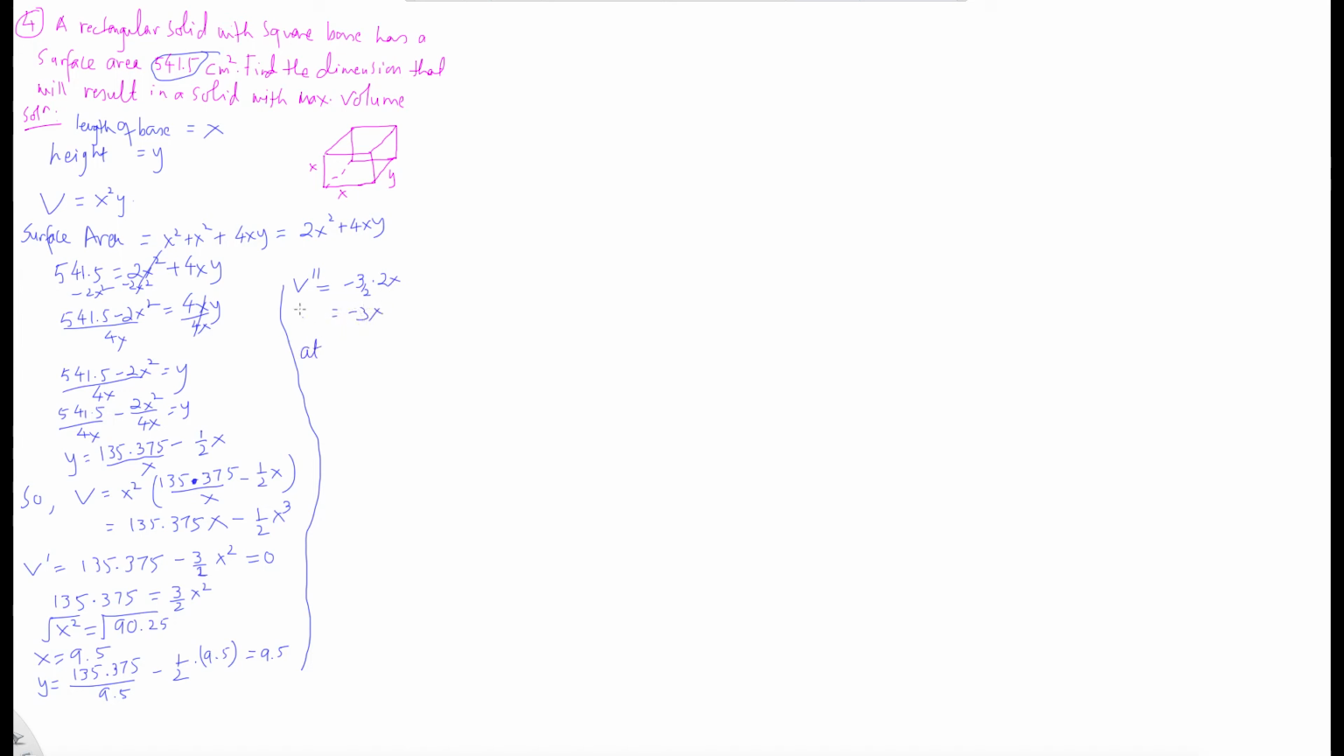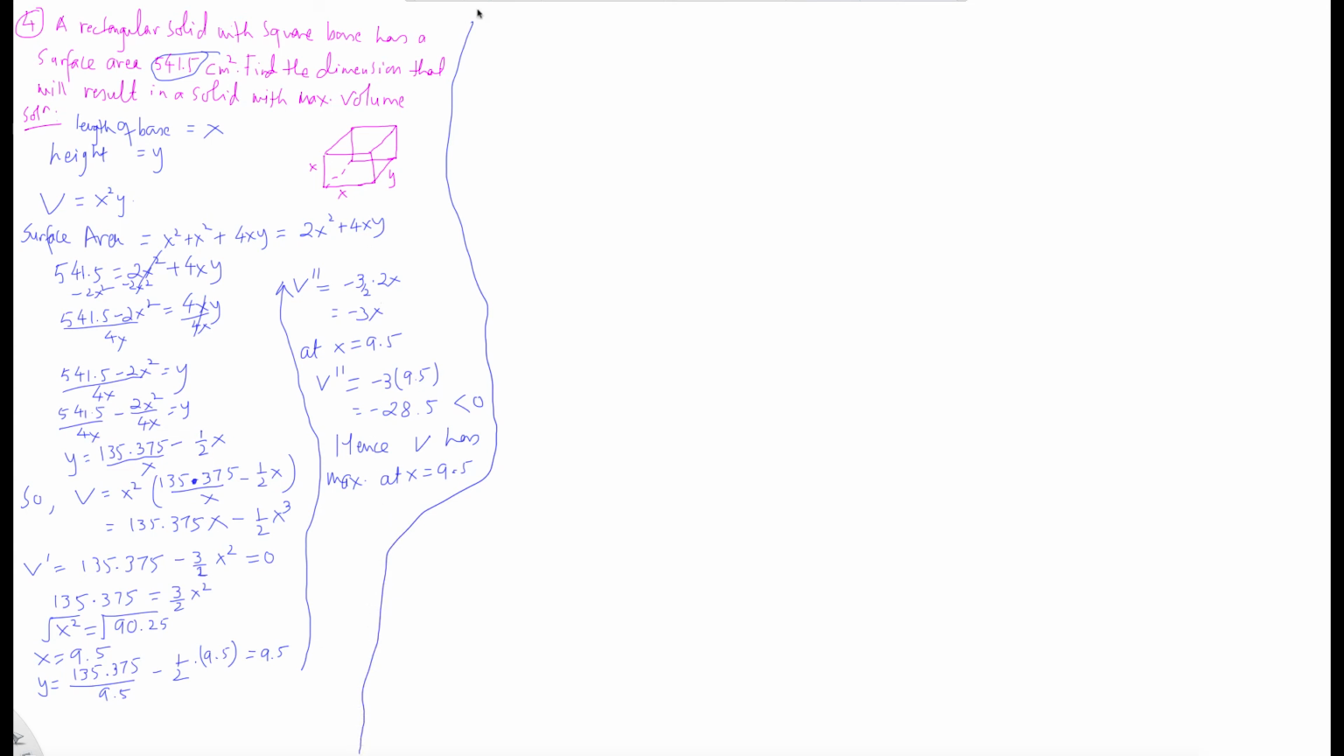So at x equals 9.5, v double prime equals negative 3 times 9.5. If you use a calculator, you will get negative 28.5, right? Which is negative, hence v has a maximum at x equals 9.5, which is the end of the solution.